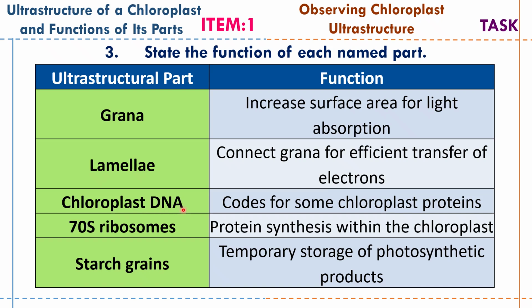Chloroplast DNA. This codes for some chloroplast proteins. 70S ribosomes. They are for protein synthesis within the chloroplast. Starch grains. They are temporary storage of photosynthetic products.